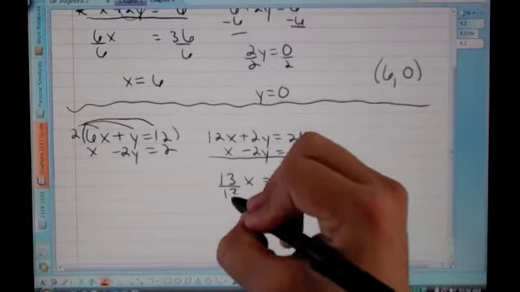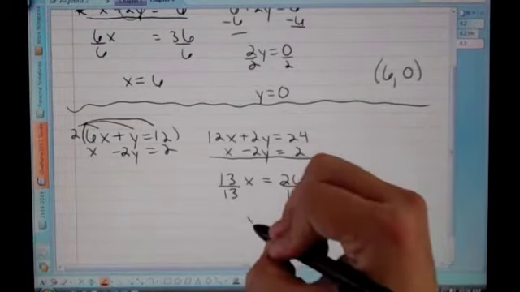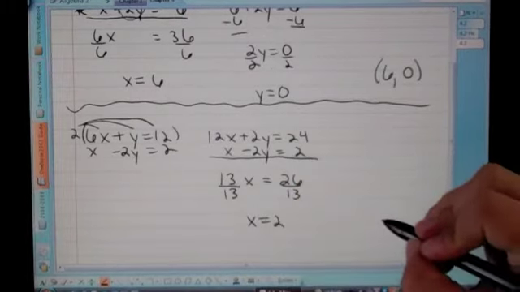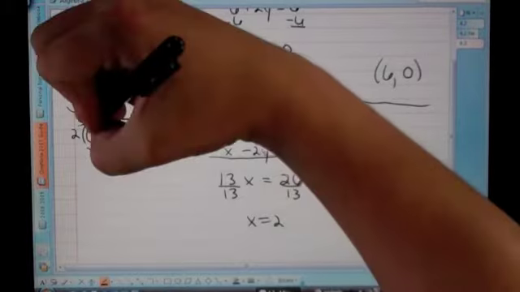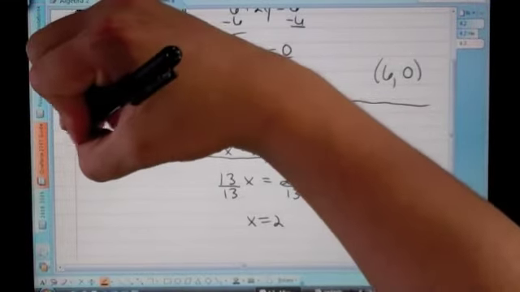Then we solve for x by dividing. So x is equal to 2, which is good. We have our x. Now we need our y value. So we're going to go over to our original equations. Okay, let me get this out of there.